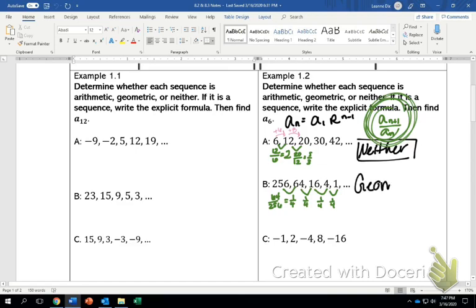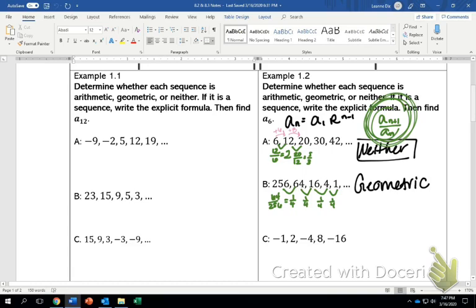We know it's geometric because really what we're doing is we're multiplying by 1/4 every time. If you type into your calculator 256 times 1/4, it's going to give you 64. If you multiply by 1/4 again, it gives you 16. If you multiply by 1/4 again, it's going to give you 4.